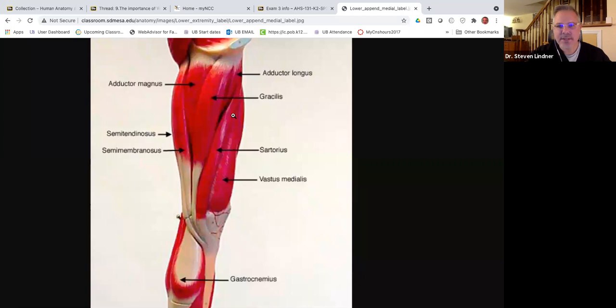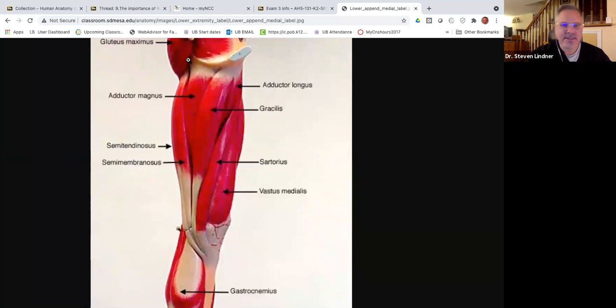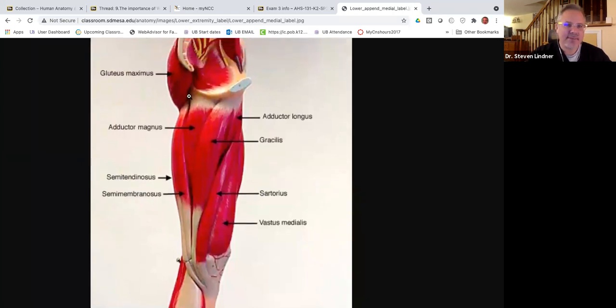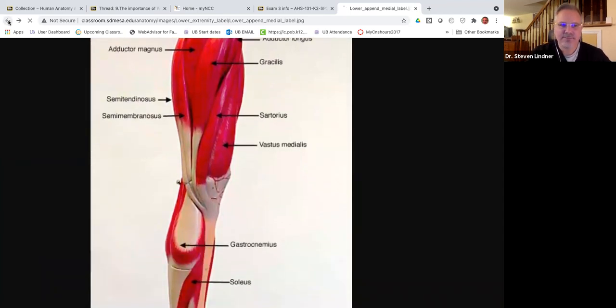Remember, the sartorius is your FABER muscle. It flexes, it abducts, and externally rotates the hip. The vastus medialis, that's your quadricep muscle. It does leg extension or knee extension. Adductor longus, gracilis, and adductor magnus, these are hip adductors. Semitendinosus and semimembranosus, these are two of the medial hamstrings. And since they cross the hip, they extend the hip. Since they cross the knee, they flex the knee, or knee flexion.